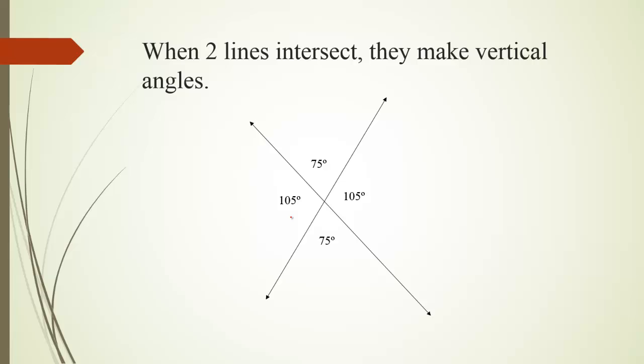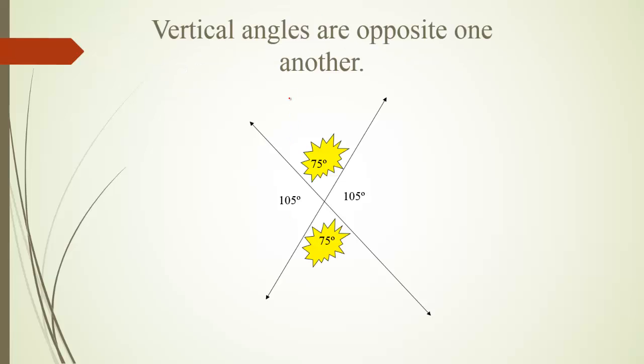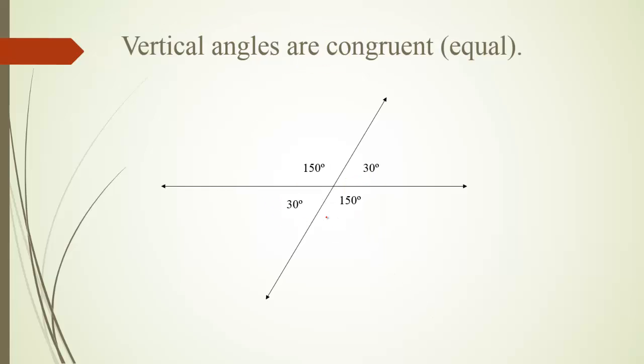When two lines intersect, they make vertical angles. Vertical angles are opposite one another, like this. These two are opposite, as are these two. Something about vertical angles: they are congruent, meaning they have the same measure. Notice that this and this have the same measure. They're both 30. These are both 150. So vertical angles are congruent. They have the same measure.